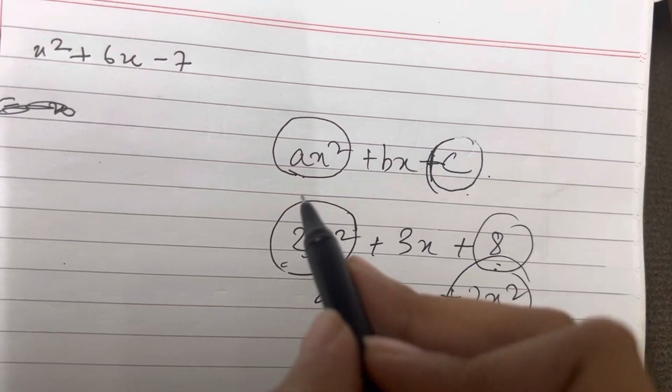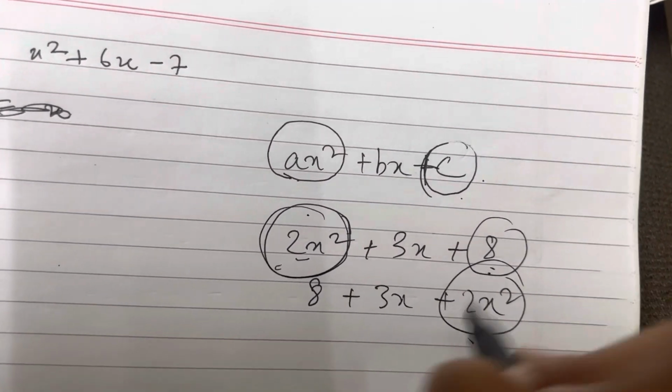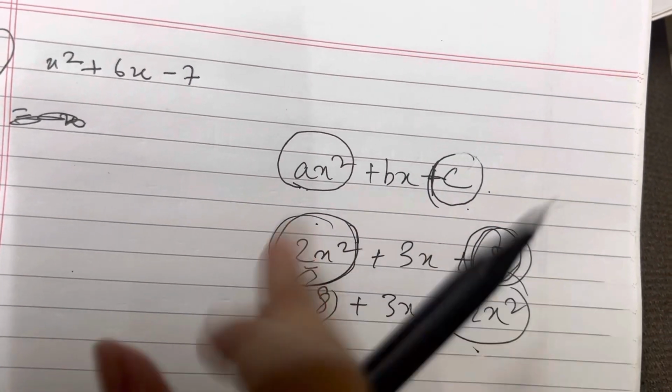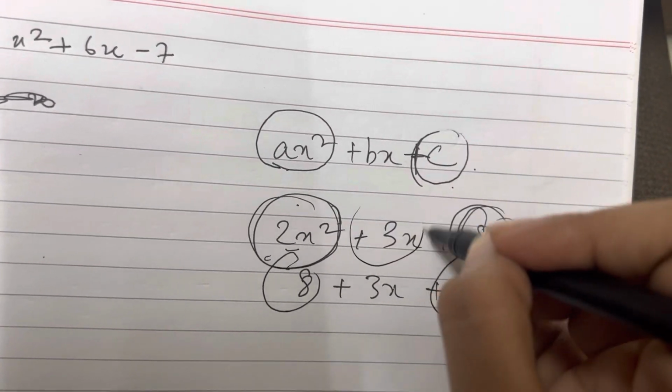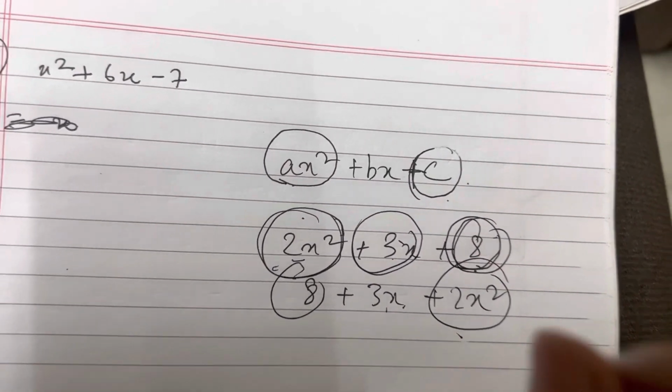That doesn't matter. So this could be the first term or the third term, and even this could be the third term or the first term. Basically they can interchange, but the one which is attached to x will always remain in the middle. This is the first thing.